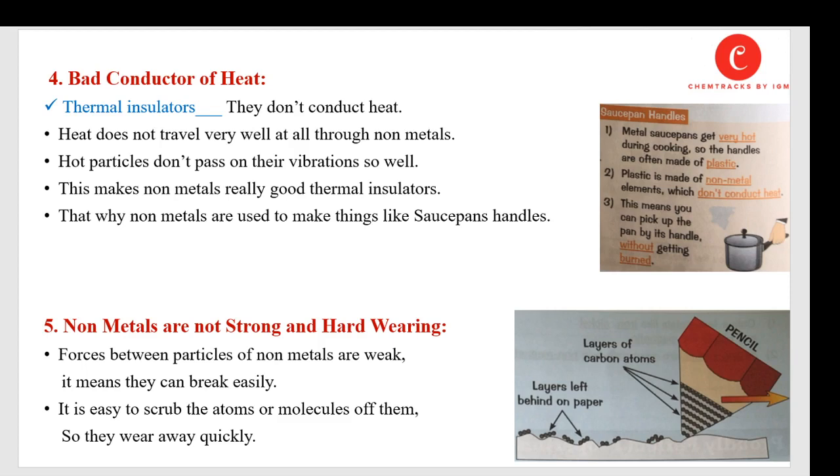As you can see from the diagram, there is a lead pencil, and layers of carbon atoms are present in the tip of the pencil. When we are writing on paper, you can see some layers of carbon or graphite left behind on the paper, because it is very easy to wear away. It is very easy for non-metals to wear away from their surfaces, because they are not strong and they are not hard wearing.